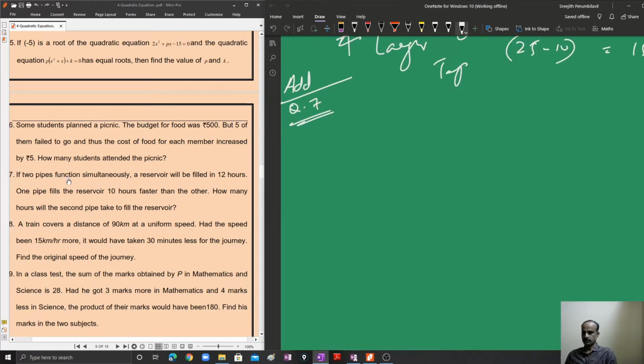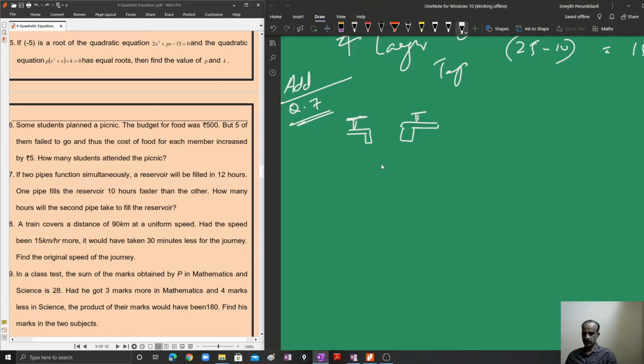If two pipes function simultaneously, a reservoir will be filled in 12 hours. One pipe fills the reservoir 10 hours faster than the other. How many hours will the second pipe take to fill the reservoir? Again there are two pipes, maybe one may be smaller, one may be larger. One pipe fills the reservoir 10 hours faster, so that means the larger one will take 10 hours less.